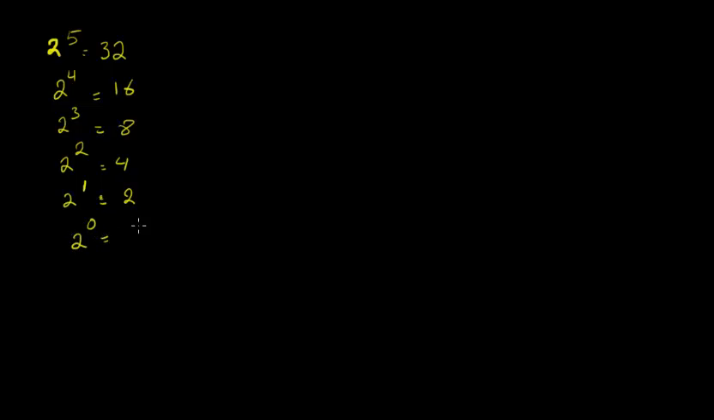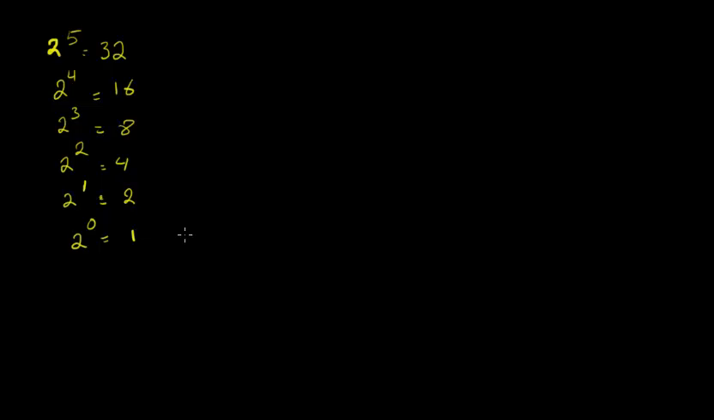Let's say we have 2 to the 5th power. The result is 32. 2 to the 4th power is 16. 2 to the 3rd power is going to be 8. 2 to the 2nd power is 4. 2 to the 1st power is 2. 2 to the 0 power equals 1. Any number to the 0 power equals 1.